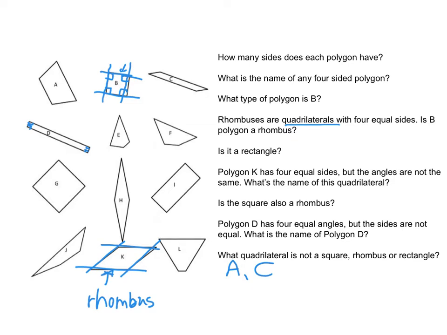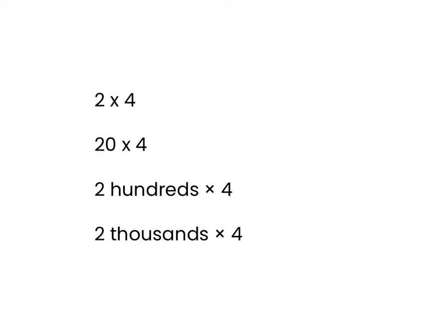How about D? Rectangle. E? Probably not. F is not a square, a rhombus, or a rectangle. G looks like it's probably a square. H, a rhombus. I, rectangle. How about J? Not any of those. K, rhombus, and L looks like it's not. All right, hopefully that was a little bit of a review, and hopefully some of that is coming back to you from 3rd grade.